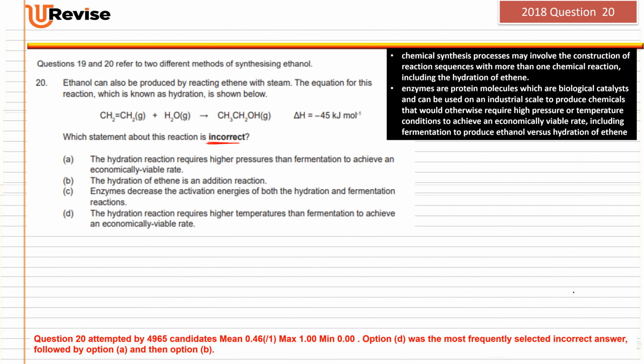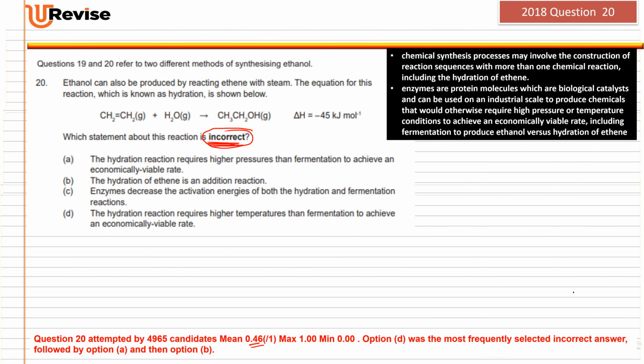According to the examiner, this question was attempted by 4,965 candidates and 46% of the candidates got the question right. They also go on to say option D was the most frequently selected incorrect answer, followed by A and then B. So I'm sure what was happening here is most students would have ignored the word "incorrect", because the answer we are looking for is the statement that is incorrect. We are not looking for a correct answer. The general tendency with most multiple choice questions is that we are looking for a correct answer. So watch out for these negatives like "not", "is not". Those words are really important. They can throw you off.